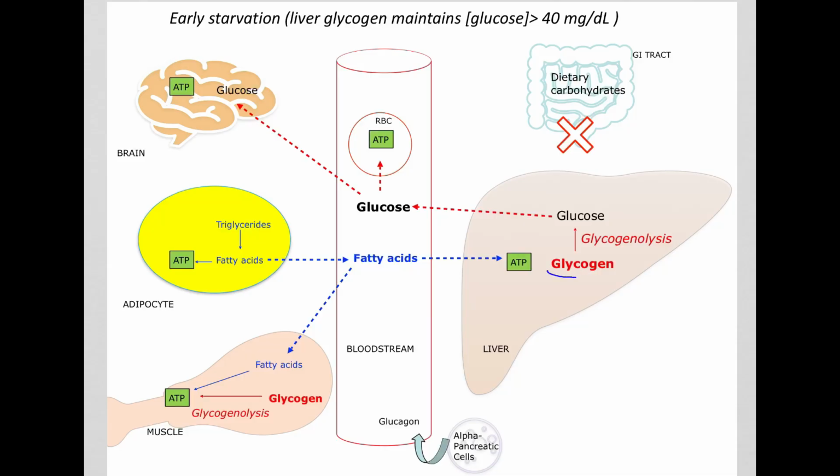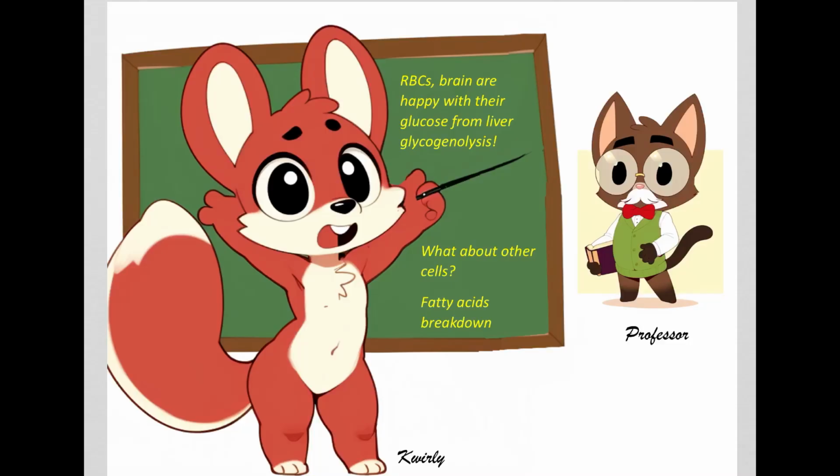So the liver glycogenolysis has solved our problem of maintaining glucose greater than 40, and that is important, especially for the brain to get its ATP, and also for the red blood cells to get their ATP. So now what about the other cells? We'll talk about this in the next video, and the other cells will get their ATP from fatty acids. In the next video, we shall look at fatty acid breakdown.